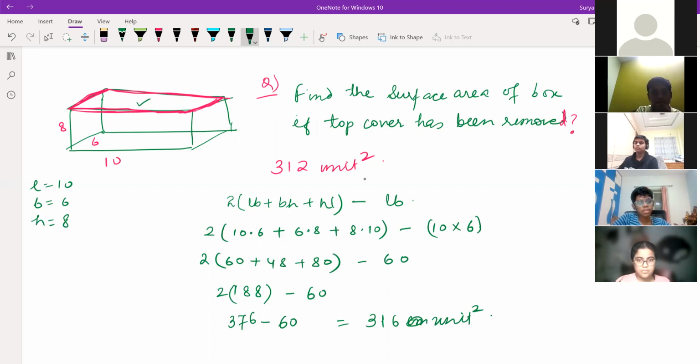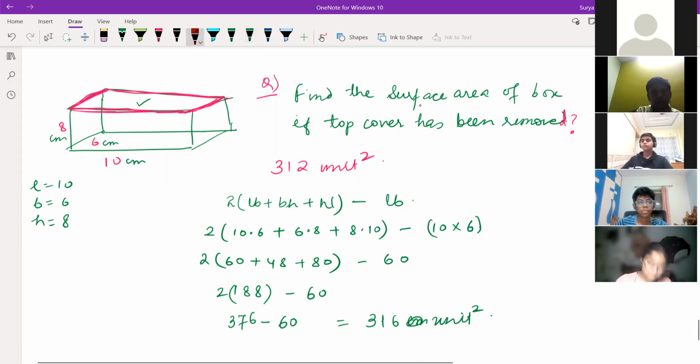Anyone having doubt on this side? Sir, Ritvik, by mistake I did 2, sir. No, sir, I gave you the answer in chat box. I got 316. Acha, okay. Suppose this is in centimeter, okay? Centimeter, centimeter, centimeter.